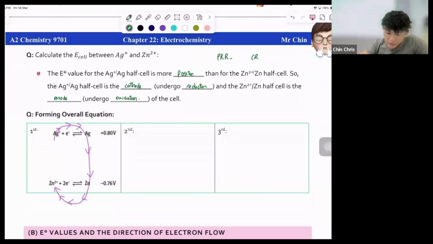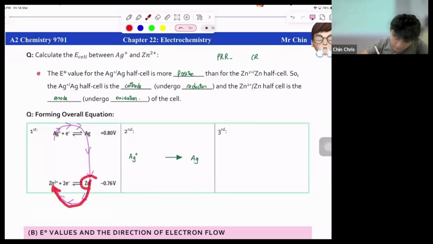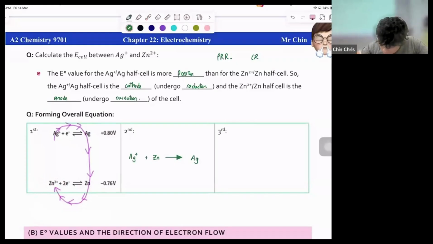Okay, and guys, you see that, right? Ag+ will turn into Ag. Am I right? Correct. Follow the arrow. Zinc will turn into Zn2+. That's it.